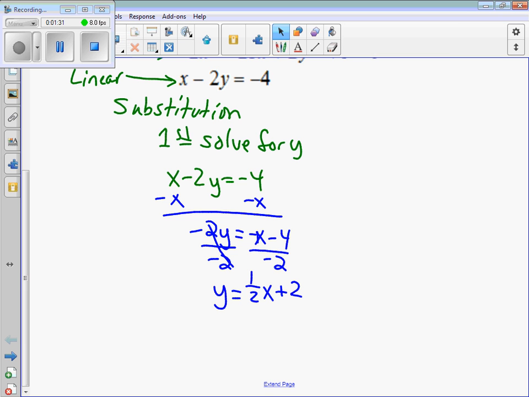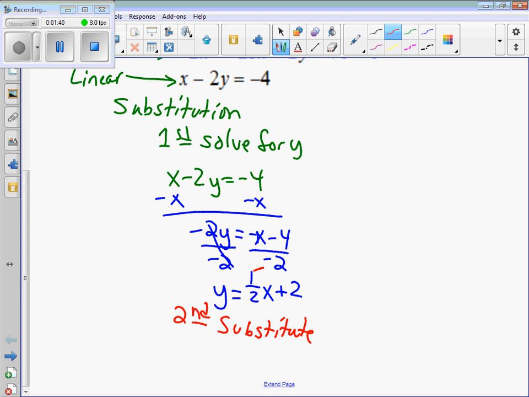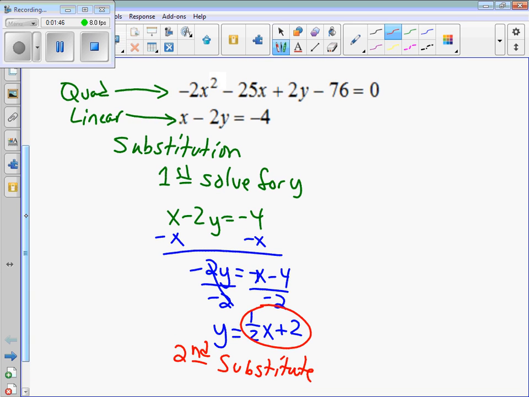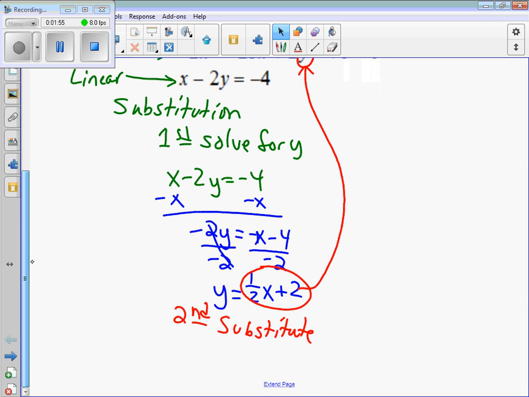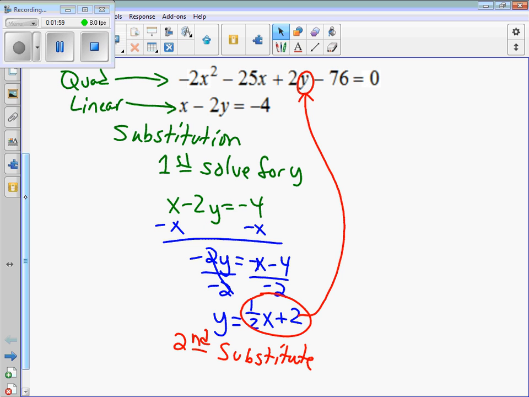Now we need to substitute. Second, substitute. So we substitute what y equals from this linear equation back up into the second equation, substituting in for y. When you use substitution, you join these equations together, and then you have both equations put together, which you can solve to get the solution.